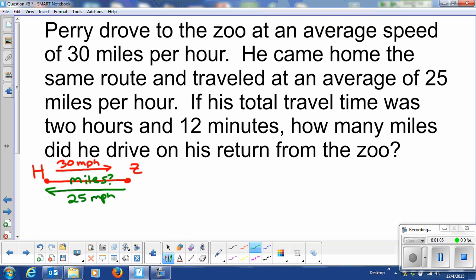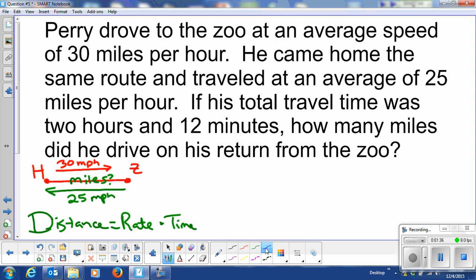Well, you notice that we're talking about miles per hour and we're talking about time, and they're asking for distance. So hopefully this is a clue that we're going to use the distance formula, where distance equals rate times time, or D equals R times T. And so let's just put down the information into the formula to begin with.